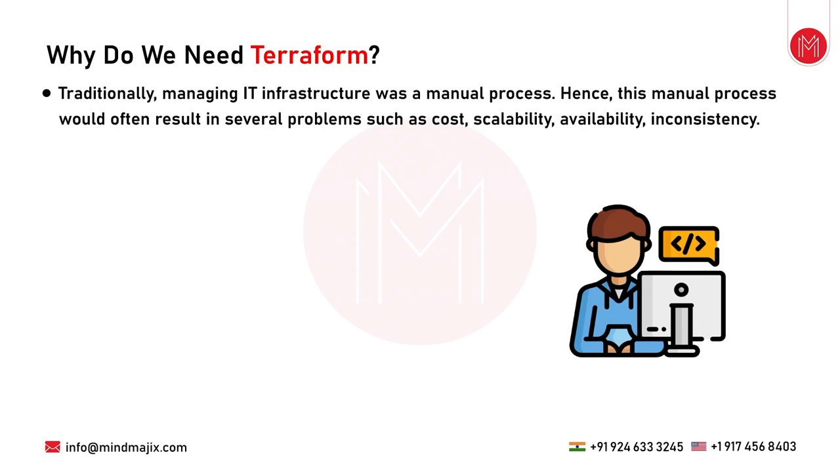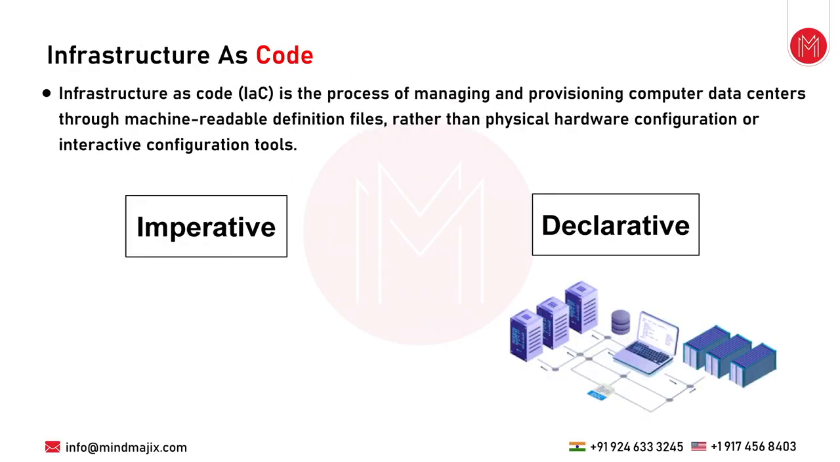Okay, so now you must be wondering what is infrastructure as code. Infrastructure as code is the process of managing and provisioning computer data centers through machine readable definition files rather than using physical hardware configuration or interactive configuration tools. The IT infrastructure managed by this comprises both the physical equipment such as bare metal servers as well as the virtual machines and the associated configuration resources. So this was a quick definition of infrastructure as code.